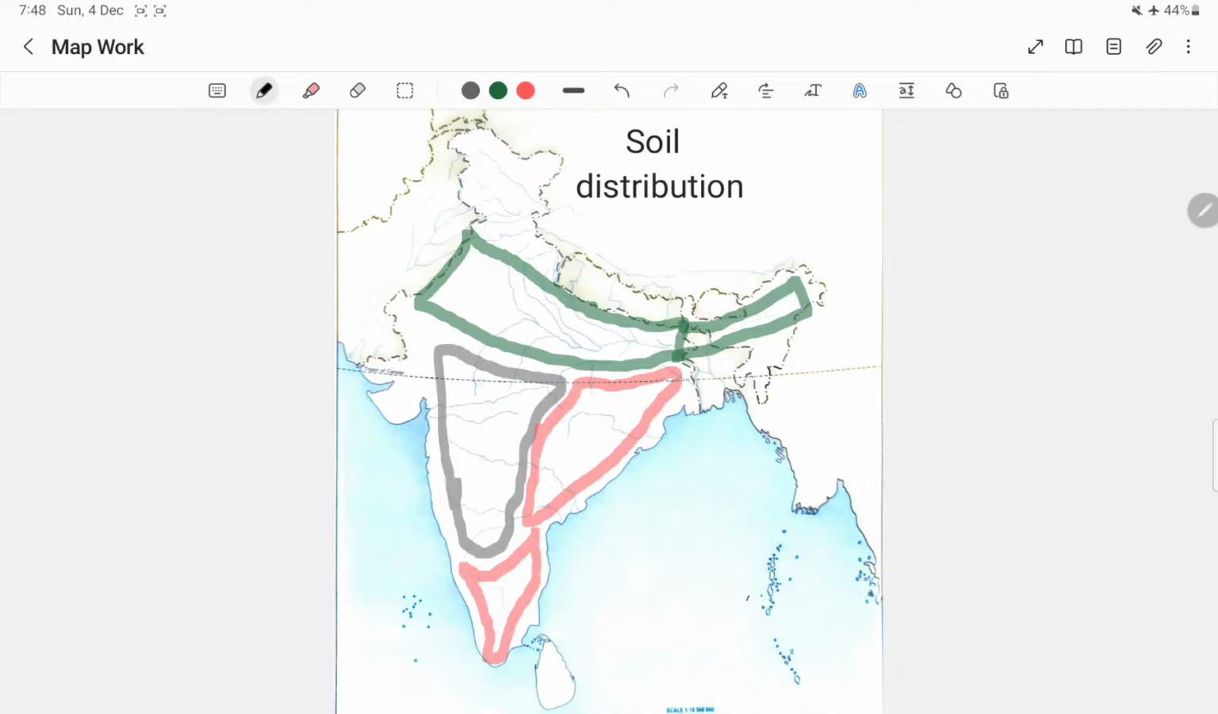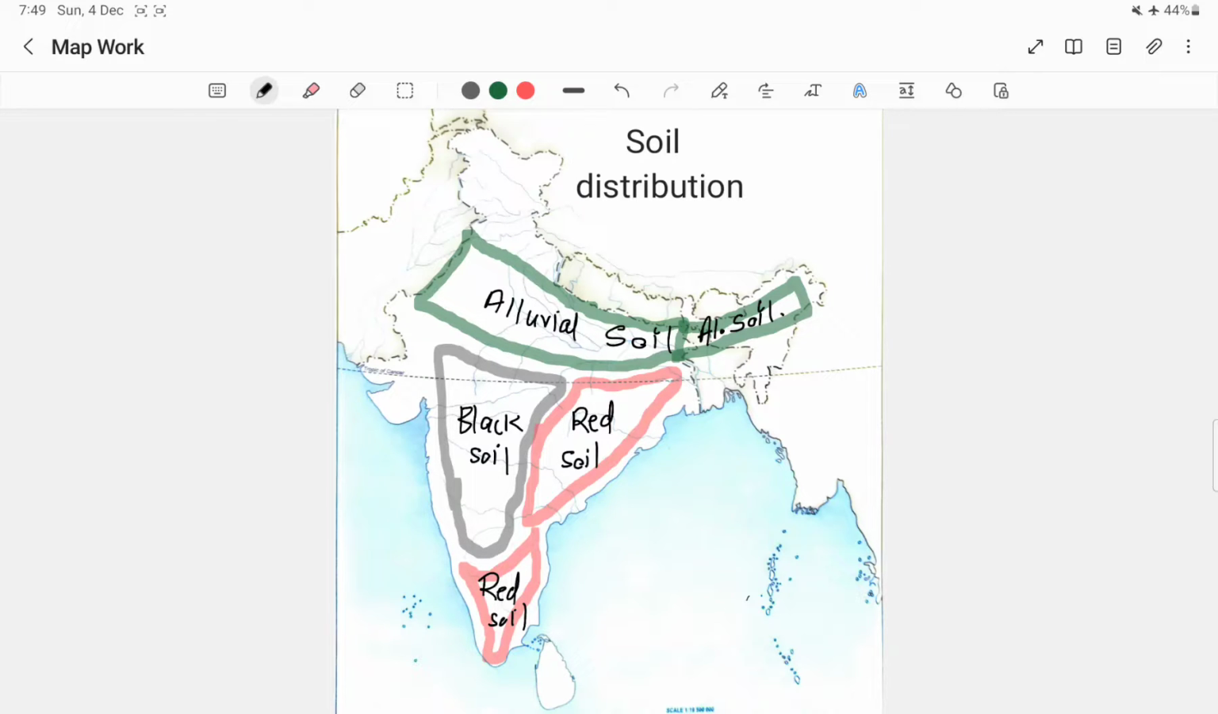So as you can see, this is the alluvial soil. This is the red soil. This is also the red soil. And this is the black soil. And this is also the alluvial soil. So here ends our next topic also, that is the soil distribution.